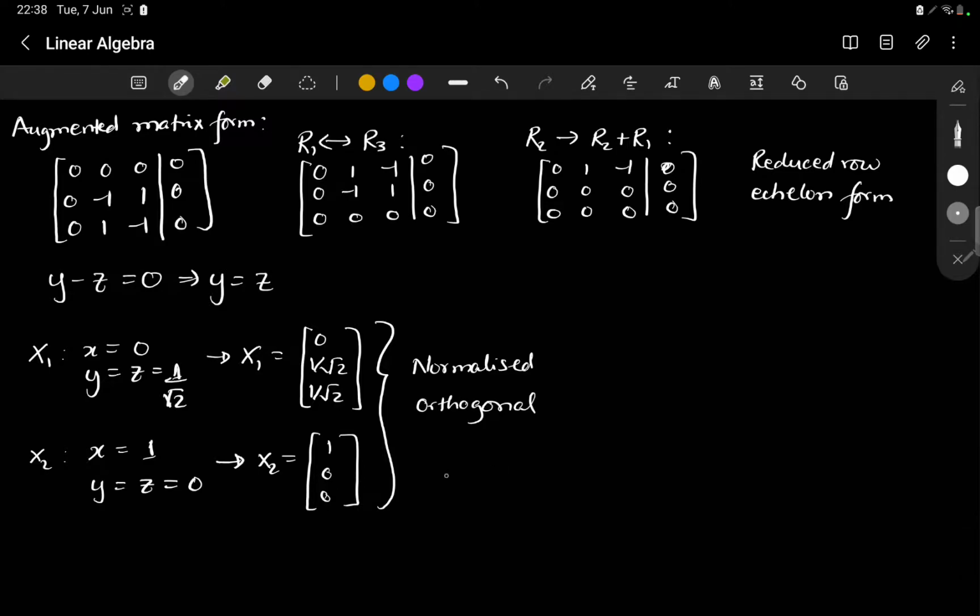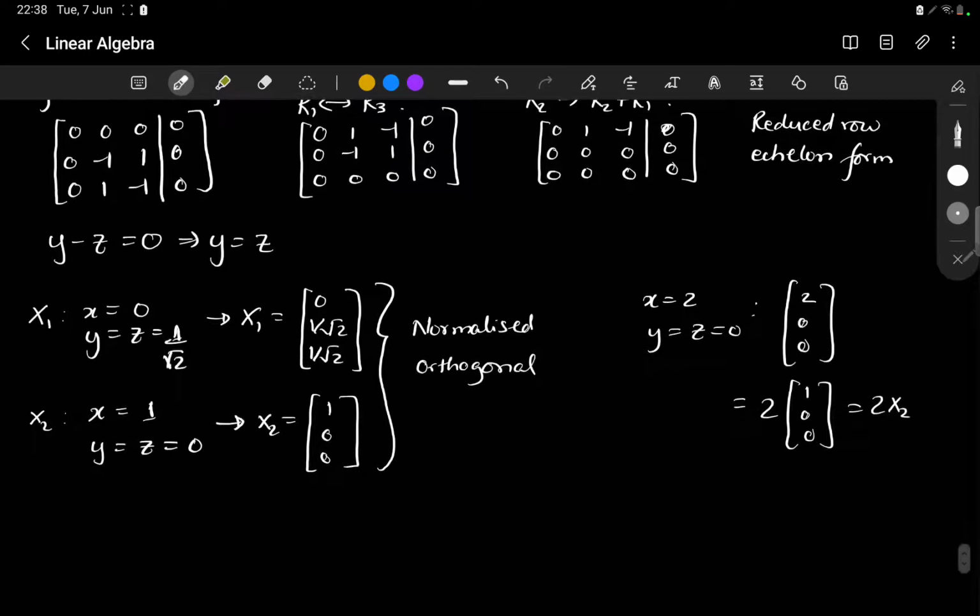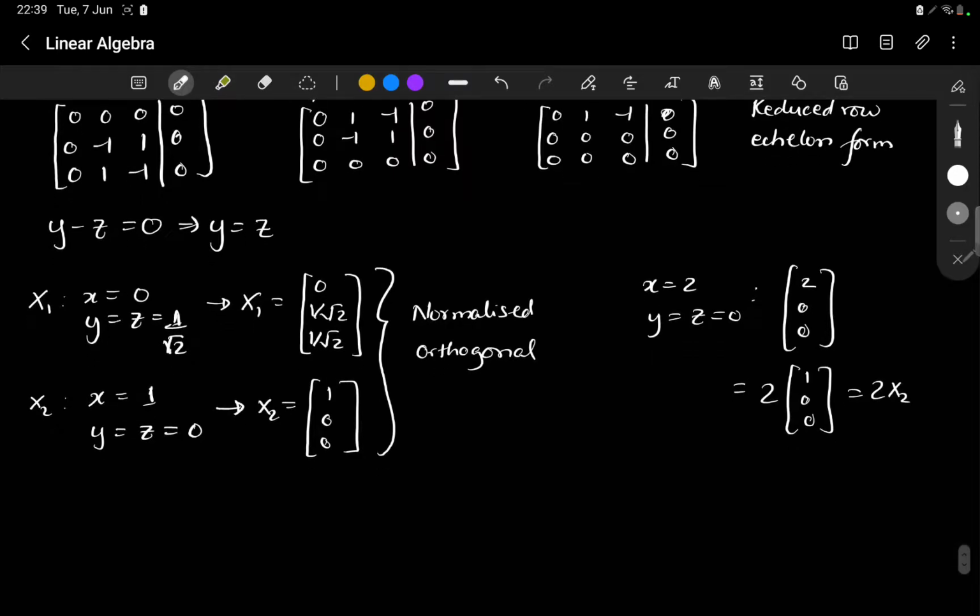For example, if I would have taken, let us say, x equal to 2 and y equal to z equal to 0, this would give us this, but this is just a scalar multiple of x2. So this is not a distinct eigenvector. We want distinct, normalized, orthogonal eigenvectors. So this is not a good eigenvector in the sense that this is essentially the same as this, just a scalar multiple.